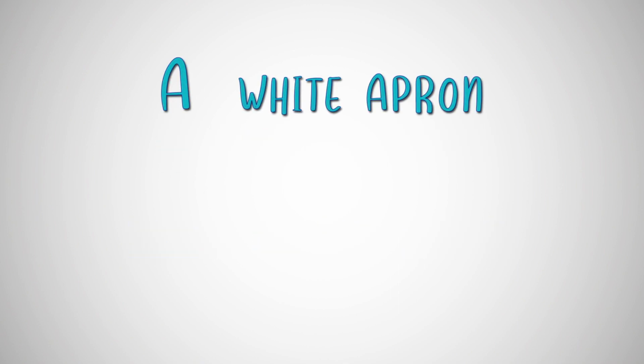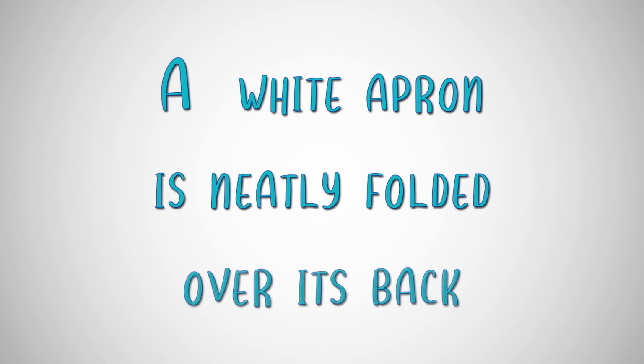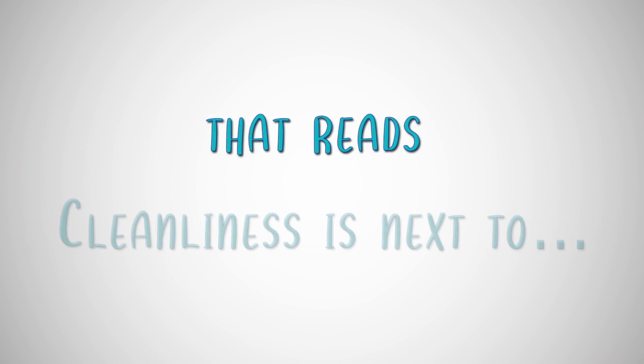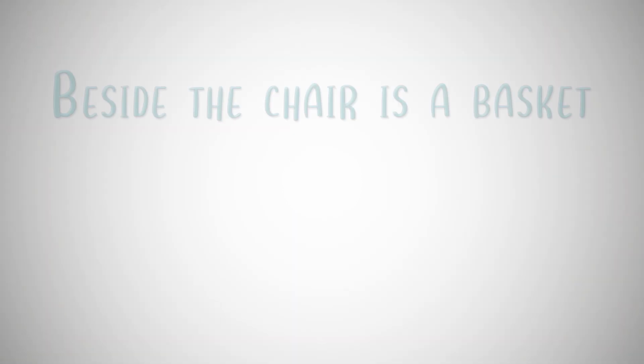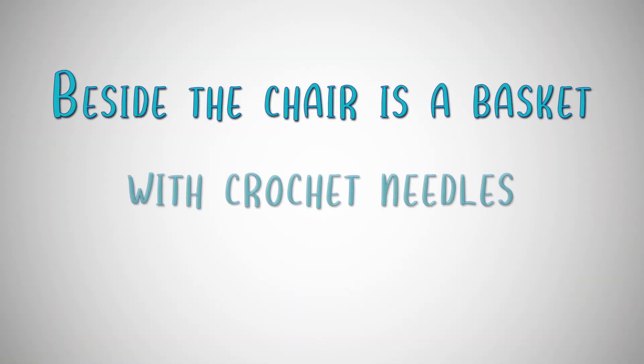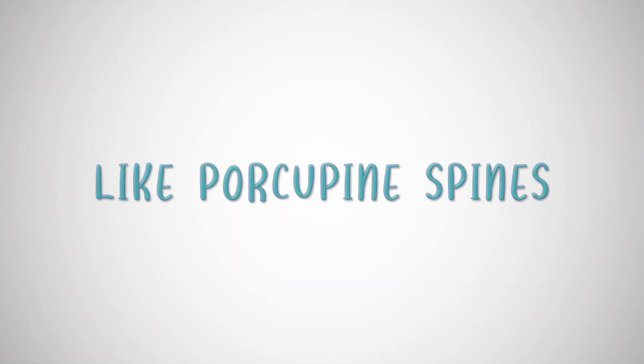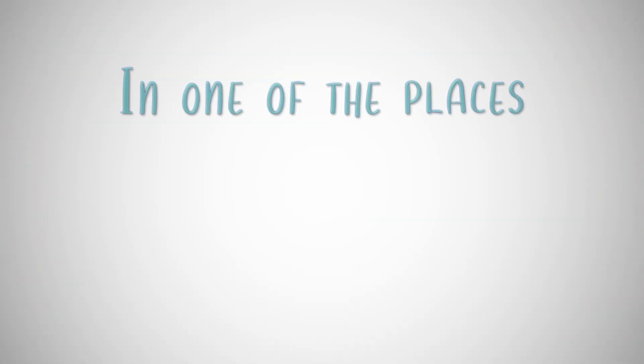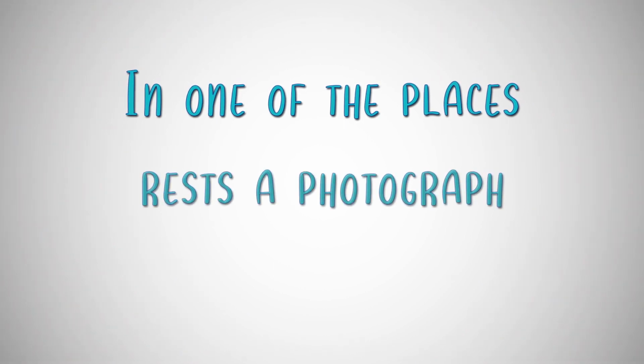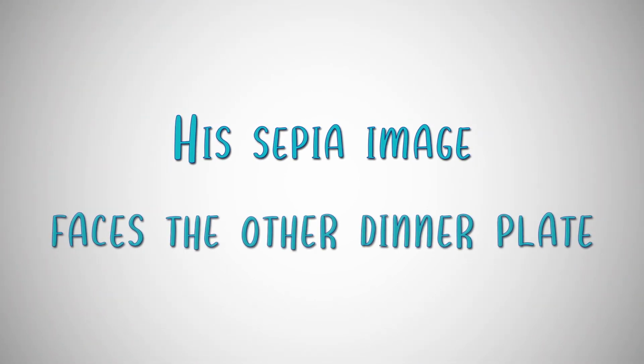A white apron is neatly folded over its back, and on the seat a half-finished embroidery that reads, "Cleanliness is next to..." Beside the chair is a basket with crochet needles sticking out like porcupine spines. The kitchen table is laid for two. In one of the places rests a photograph of an elderly man. His sepia image faces the other dinner plate.